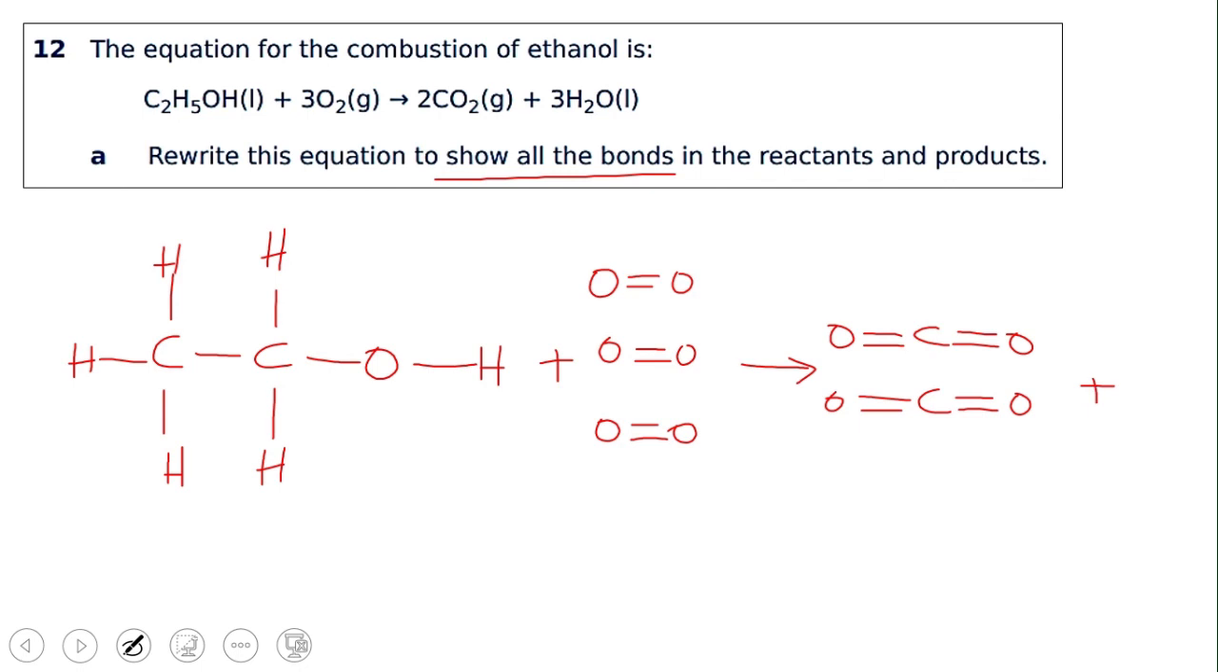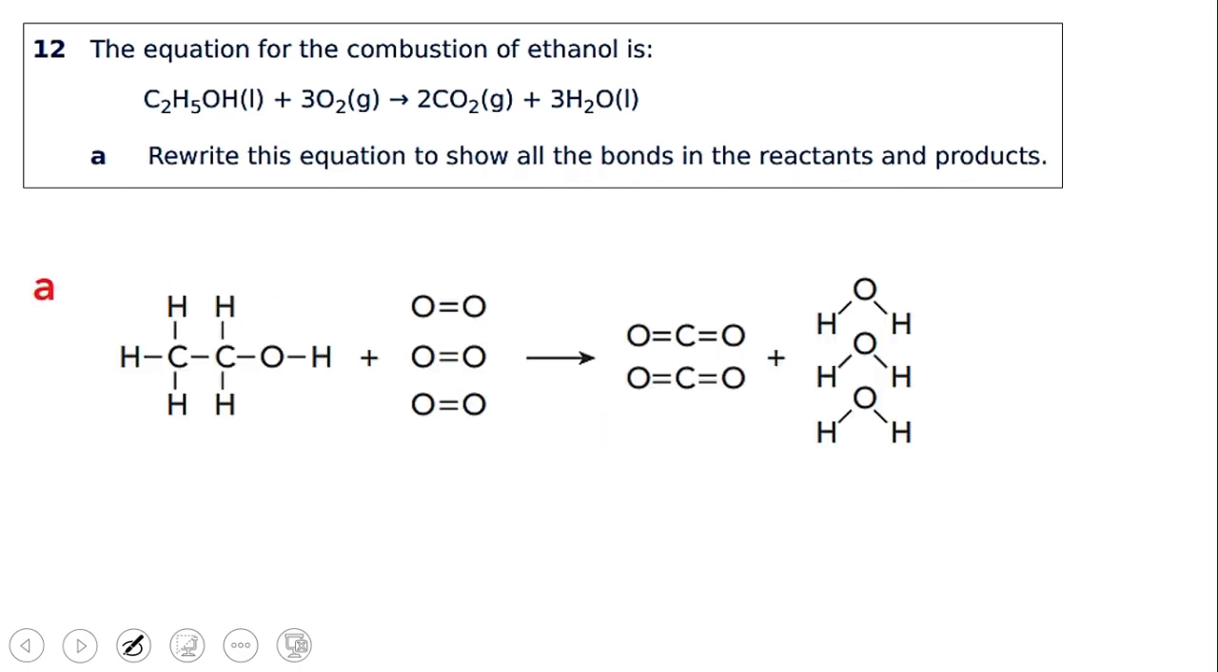Plus we have 3H2O here. Water has a bent structure, one oxygen with 2 hydrogens like this. And we have a total of 3 water molecules, so all 3 water molecules you have to make here like this. So this will be the final open equation showing all the bonds for this combustion of ethanol. So here is the same equation that you can see.